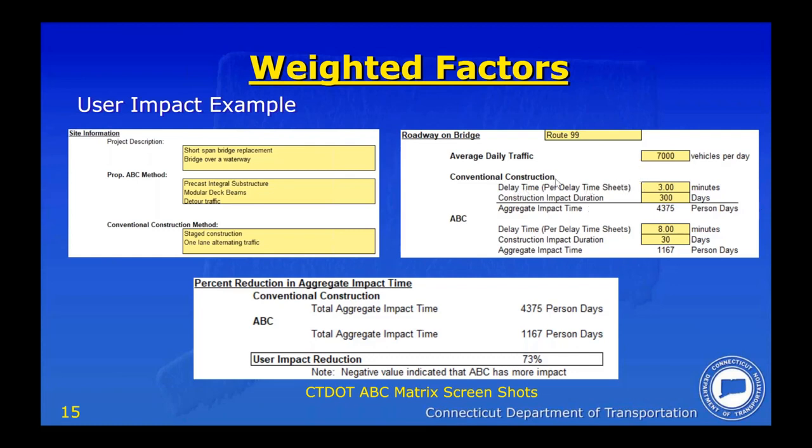So, just looking at this, if our delay time is 3 minutes with our average vehicles per day at 7,000, then we're multiplying that times 300, and then dividing that by factors to provide us person days. The same is done for the ABC alternative. So in this case, we had a conventional impact of 4,375 person days, and the total aggregate time for ABC was 1,167 person days. Significant reduction for the ABC, a 73% reduction in user impact.